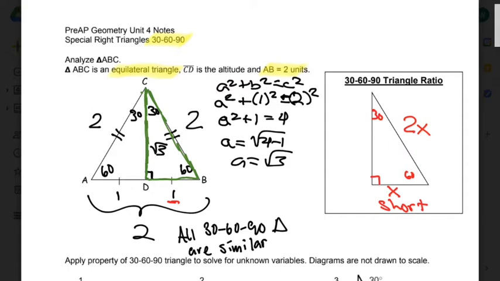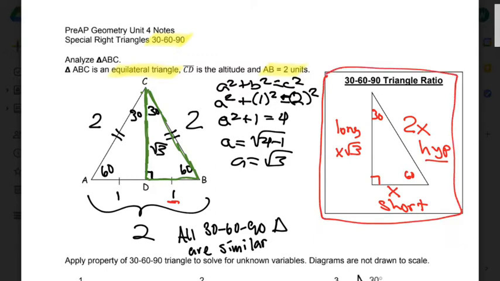And then we have our long side. Notice I didn't say the longest side because that goes to the hypotenuse. But our long side, I just have our radical 3 there. So remember, in front of every radical is the imaginary number 1. So this is going to be x radical 3. So right here that I have in this box, that is going to be your important ratio. Like I said, all of these are similar. So by knowing this, I can solve for any side.